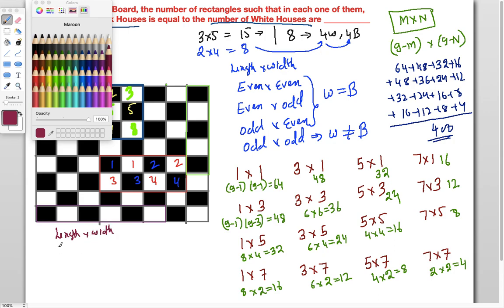Now length is of 1 unit. So length can be of 1 unit in how many ways? That is 9 minus 1, 8 ways. Length is of 3 units. How many ways? 9 minus 3, 6 ways. Length is of 5 units. How many ways? 9 minus 5, 4 ways. And length is of 7 units. How many ways? 9 minus 7, 2 ways.